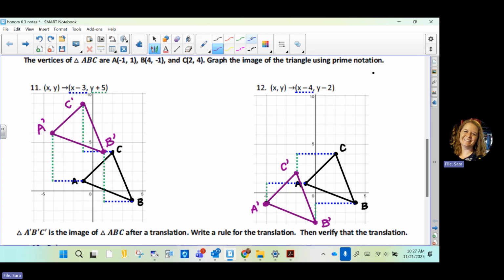You want to add those in words or with arrows. That was left 3. That was left 4. This was up 5. And this was down 2.